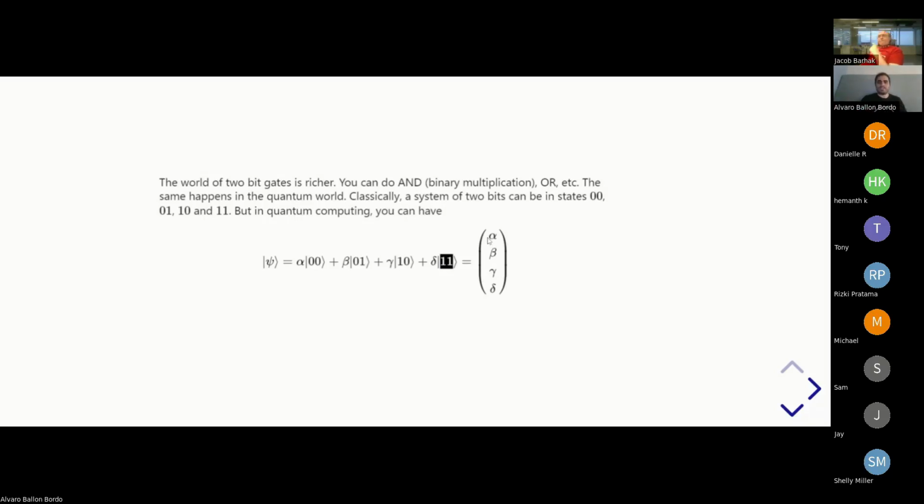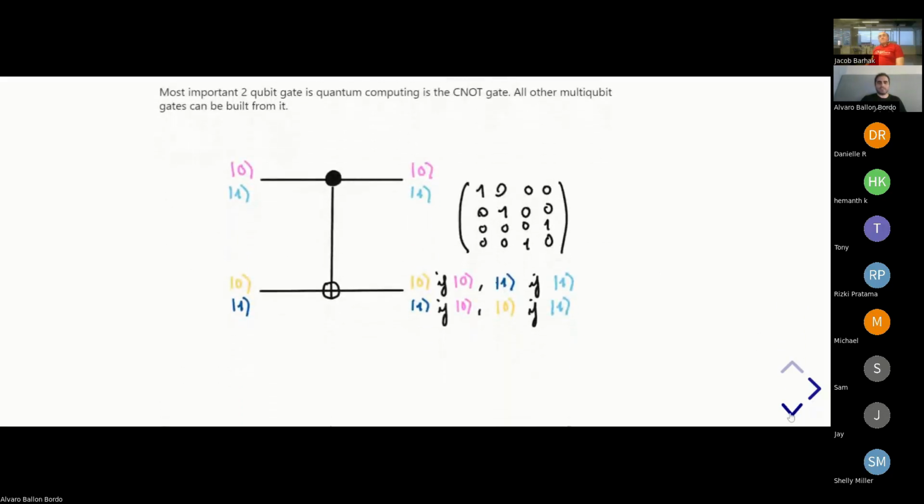And again, we represent this as a vector. So this alpha corresponds to 0, 0, this beta to 0, 1, this gamma to 1, 0, and this delta to 1, 1. So we are going to be seeing these vectors when we program in PennyLane. PennyLane is basically going to spit out these vectors.